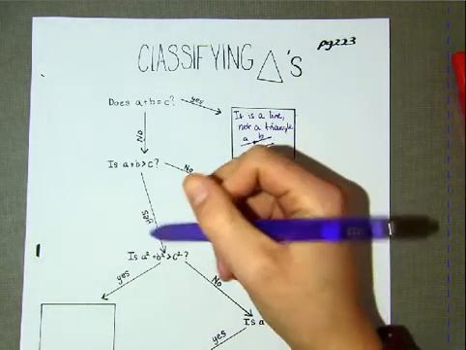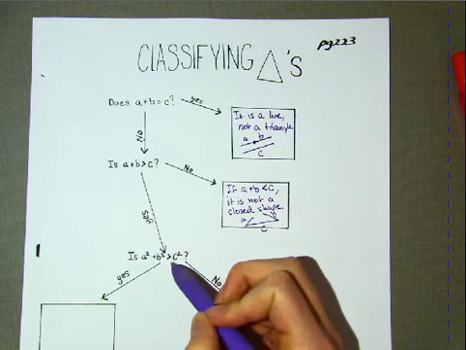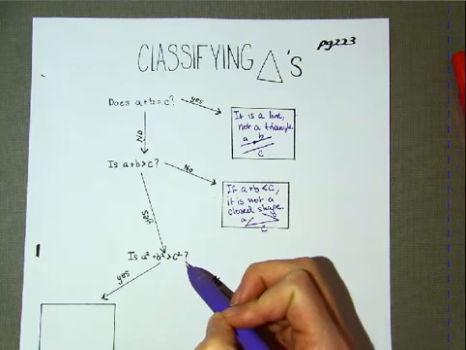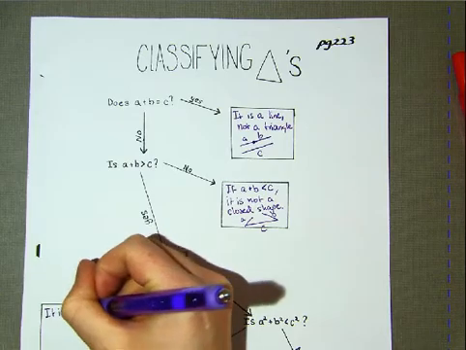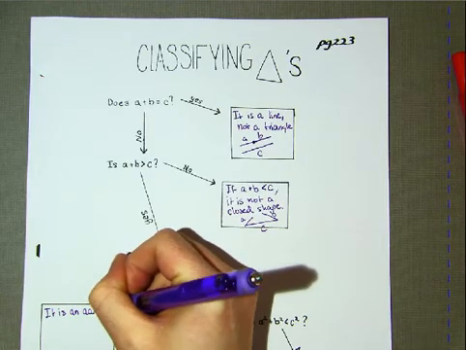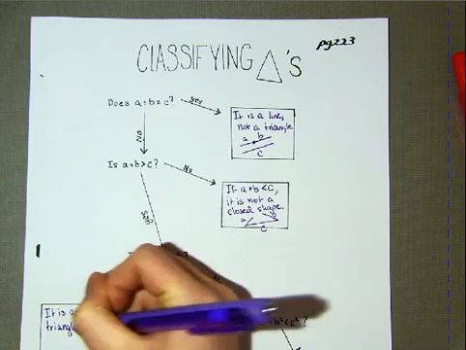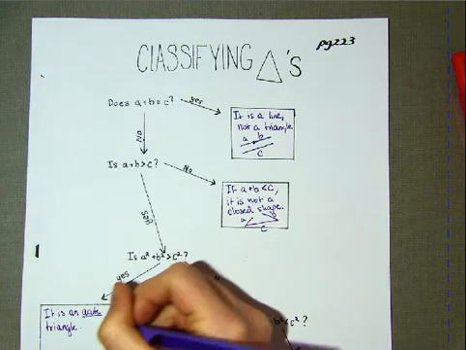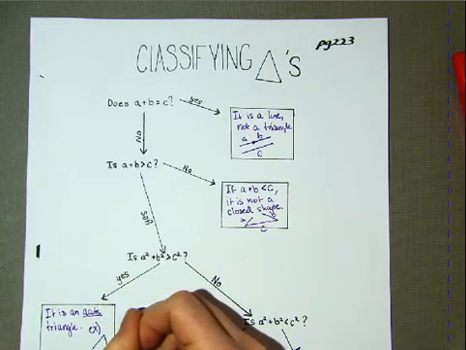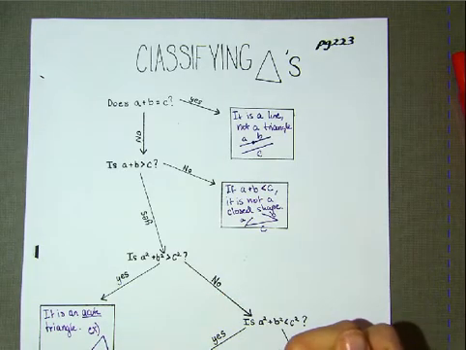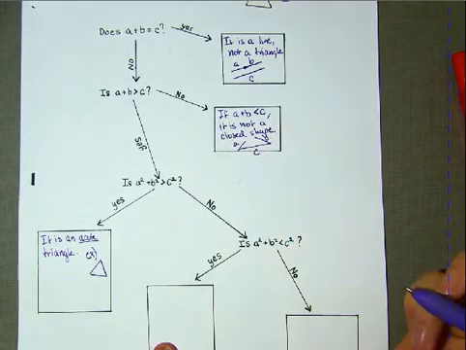So we're going to look at the squares of the side lengths. So is A squared plus B squared greater than C squared? If the answer is yes, it is an acute triangle. So for example, this is a triangle where all of the angles are less than 90 degrees.